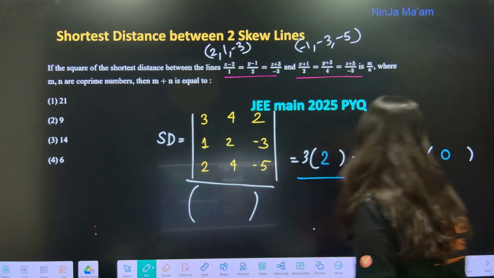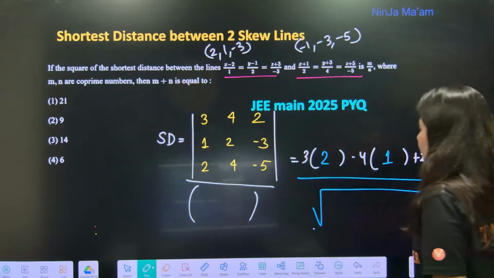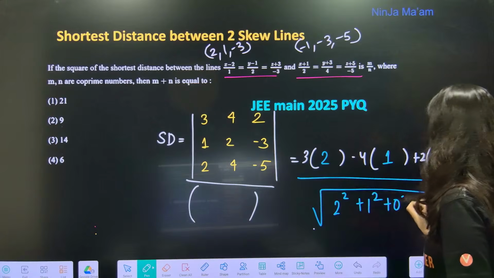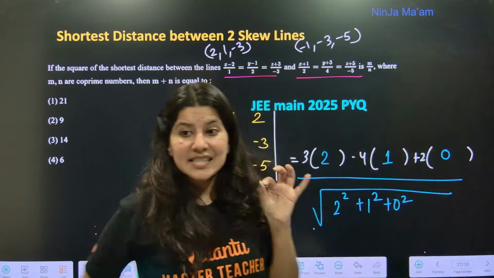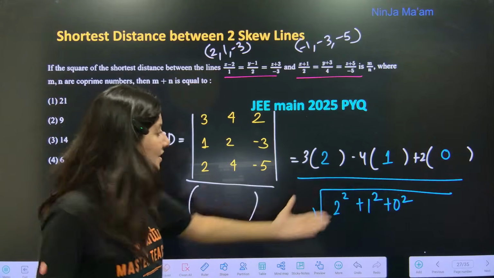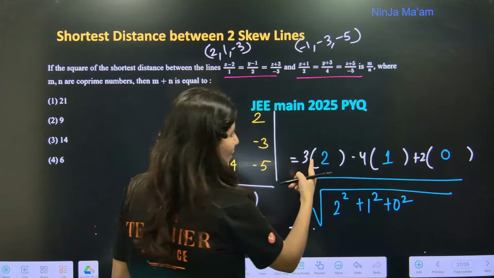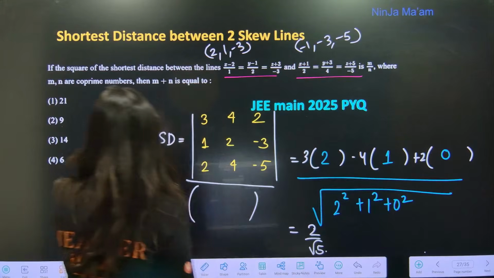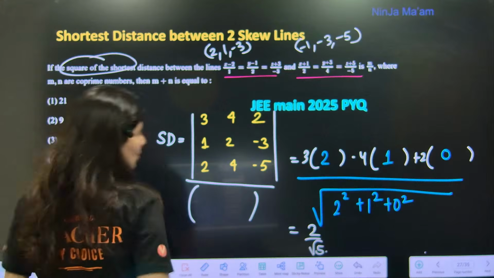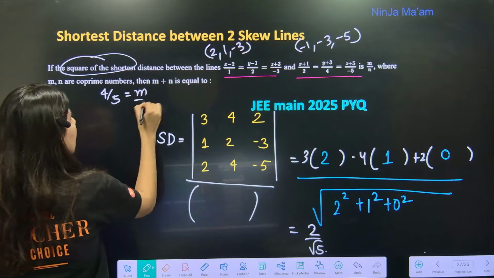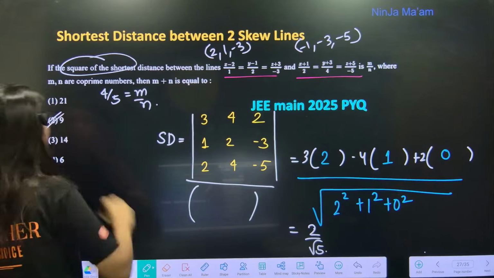Now the moment you get this, just write square root of 2 square plus 1 square plus 0 square, and you know what? This is this easy. Shortest distance calculation, Ninja ma'am has made this so easy. So 6 minus 4 is 2 by root 5. Now what they are looking for is the square. So the square will be 4 by 5, which is m by n. M plus n will be option B.